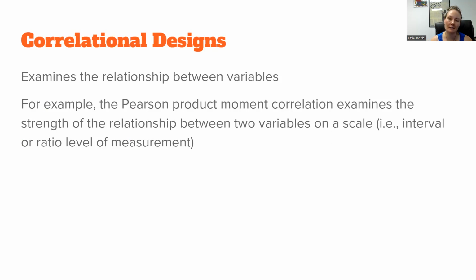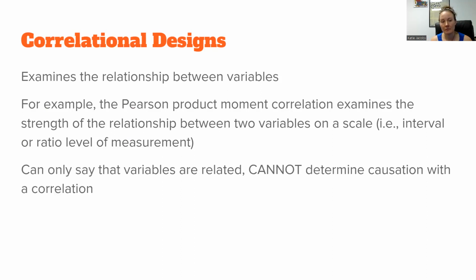And if you don't know what that is, then you're going to have a lot of problems with your study as we design it, as we collect data and move forward. With correlational designs, you can only say that variables are related. You cannot determine causation with a correlation for several reasons. And you're just going to want to make sure that you don't try to do that because that's one of the biggest mistakes that people make in studies.